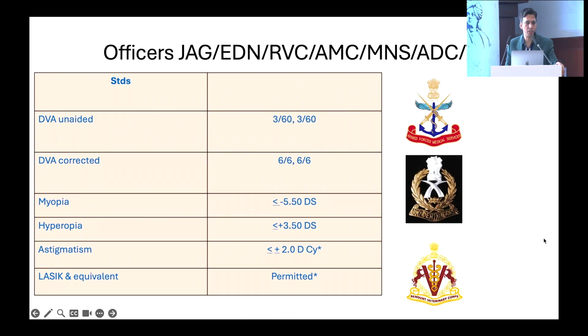The next is officers in the Judge Advocate General, Education, RVC, AMC, ADC. In these, the unaided visual acuity which is acceptable is 3/60 both eyes. Corrected visual acuity is 6/6 both eyes. Myopia of up to minus 5.50 diopter sphere is acceptable. Hyperopia of 3.50 diopter and astigmatism of plus minus 2 diopter cylinder is acceptable. LASIK and equivalent are permitted in these.